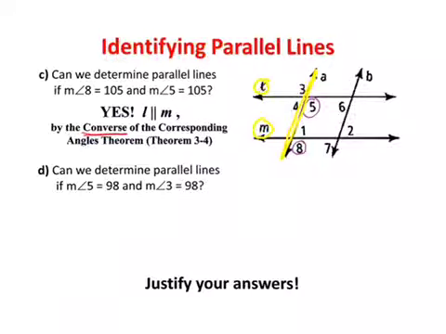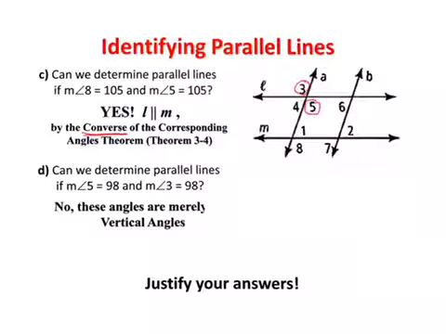Question D, can we determine parallel lines if angle 5 is 98 and angle 3 is 98? Well, angle 3 is here, angle 5 is here. In reality, no, we can't, because these are actually just vertical angles. There's not much we're going to be able to do with these two other than say they're congruent. So nope, these are just vertical angles.